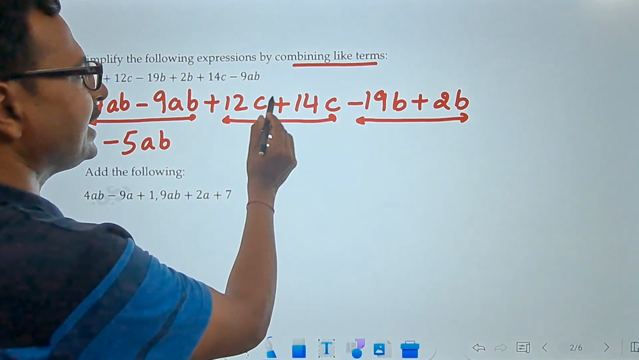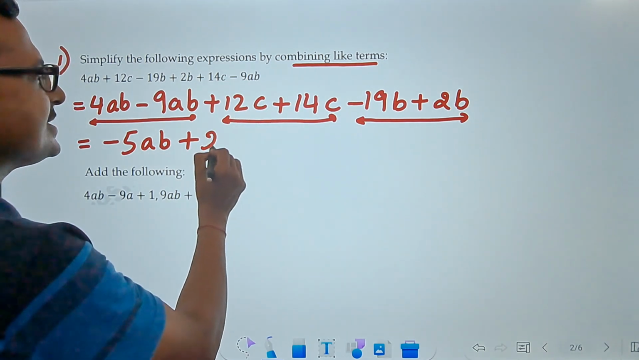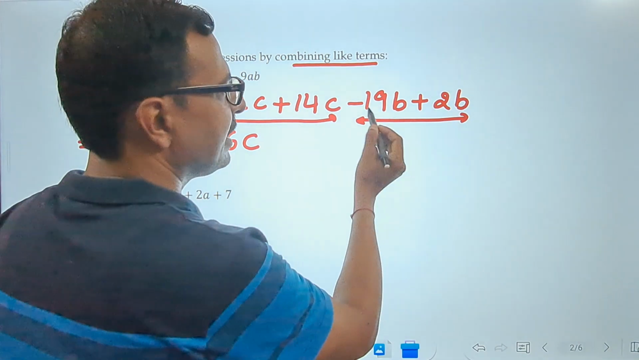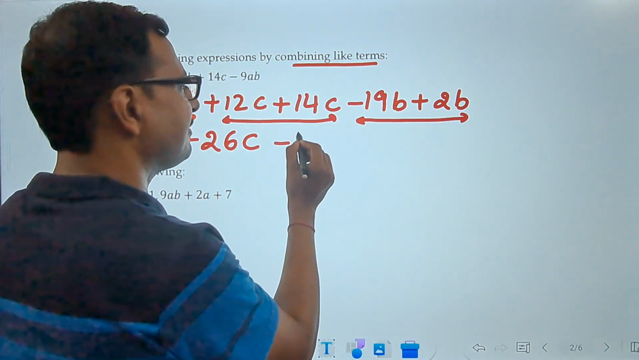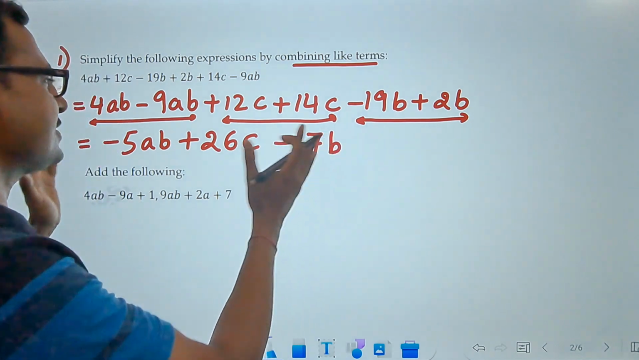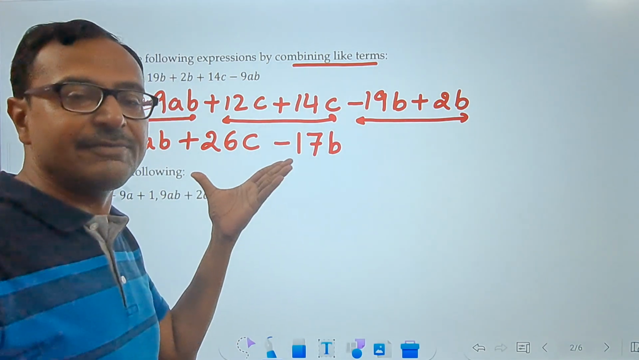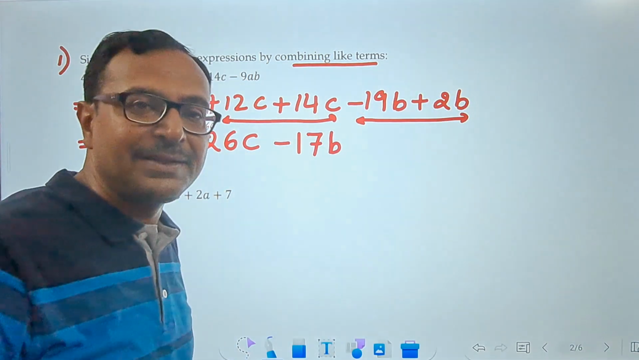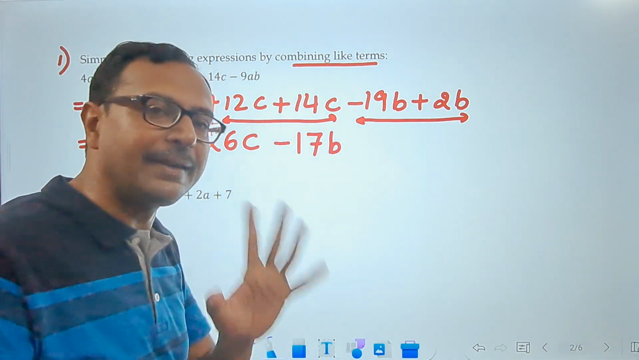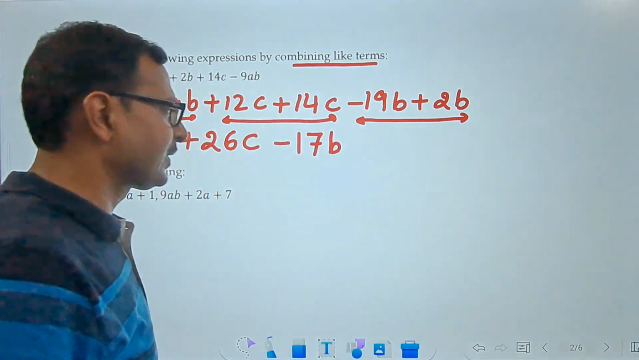Likewise, plus 12c and plus 14c, both are positive. So my answer is going to be positive. 12 plus 14 is 26 and the c does not change because that is the variable in the like terms. Likewise, minus 19 plus 2 is minus 17 and the b does not change because that is the variable part. And now the result, minus 5ab plus 26c minus 17b is the simplified version of this particular expression because all the three terms now are unlike terms and you cannot add and subtract unlike terms. So this is called simplification of expressions by combining like terms.